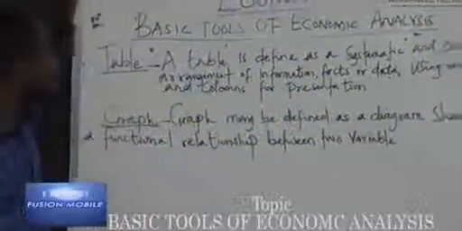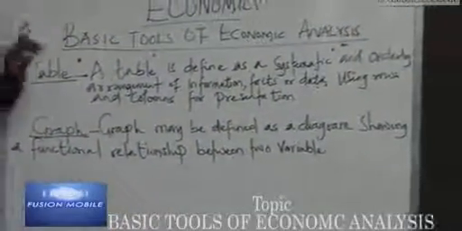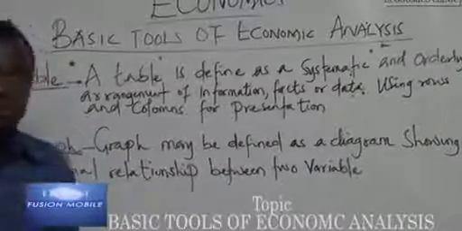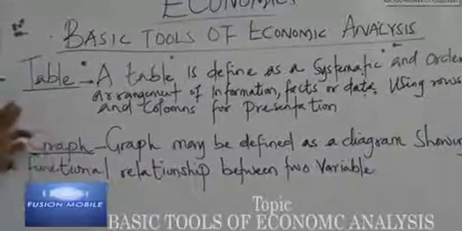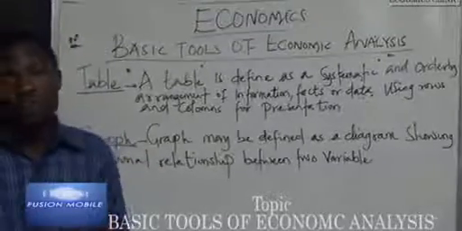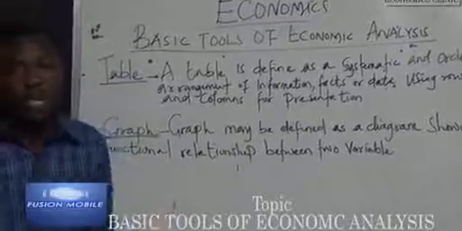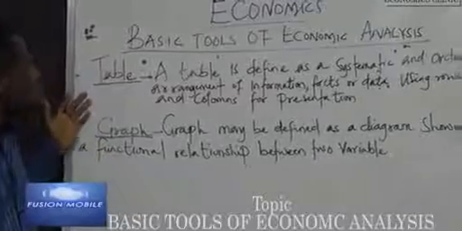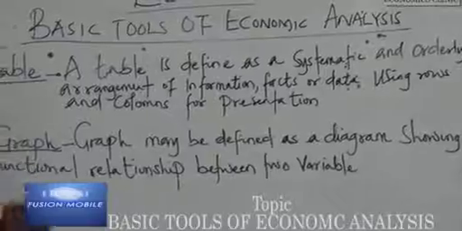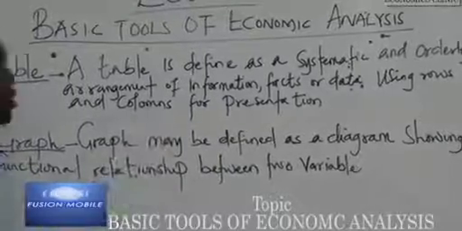We are looking at another topic today, which is basic tools of economic analysis. Under this topic, we'll be looking at table. We'll also be looking at graph, which some people refer to as charts. Now, what is a table? A table is defined as a systematic and orderly arrangement of information.